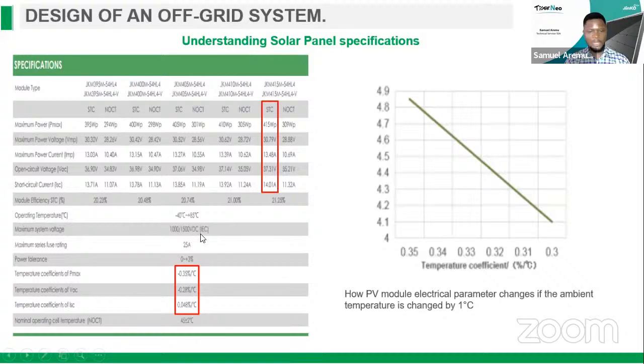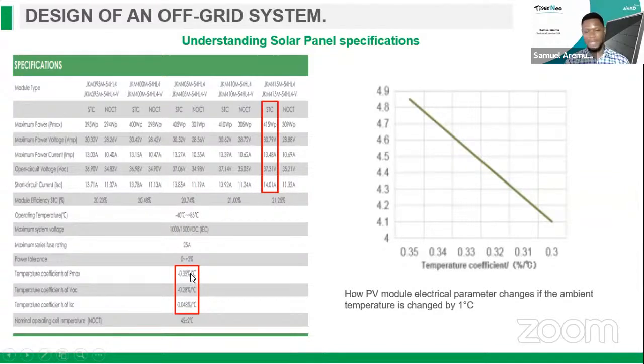Also, one important parameter to note is the maximum system voltage. In the past we had 600 volts. Currently, we're expanding into 1,500 volts. We still also have the 1,000 volt system voltage. Let me explain what it means. It actually means the maximum number of panels you can connect in series. So if you connect some panels in series, the maximum voltage should not exceed 1,500 volts, as specified in this data sheet.